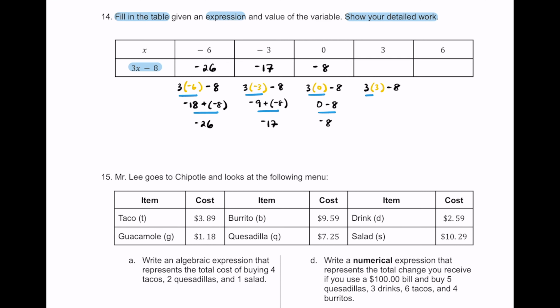Now multiplying first, 3 times 3 is 9. So we're going to have 9 minus 8. 9 minus 8, finally we're out of the negatives here. This is going to be a positive 1.